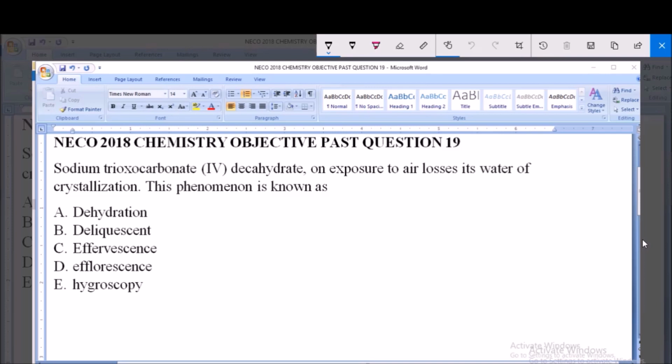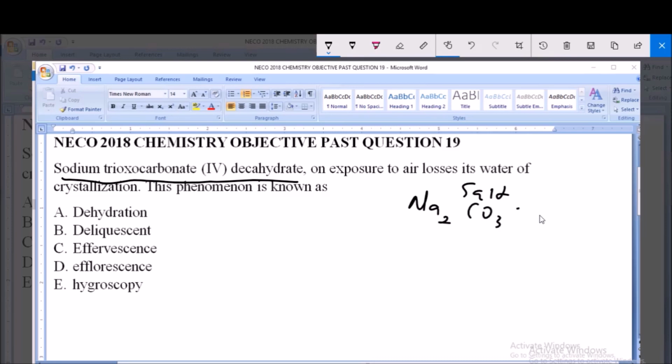Sodium trioxocarbonate 4-decahydrate on exposure to air loses its water of crystallization. This phenomenon is known as: A. Dehydration, B. Deliquescence, C. Effervescence, D. Efflorescence, E. Hygroscopy.